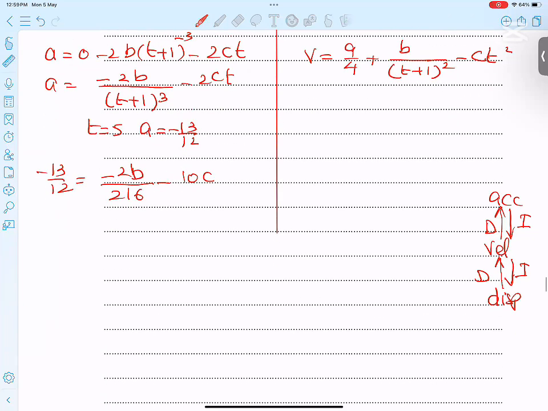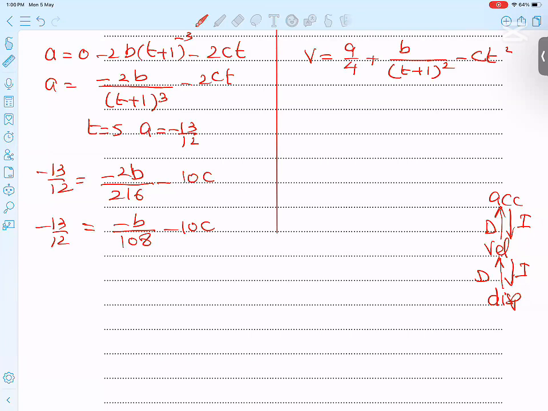This is done. I have to simplify more. How to simplify more? This gives you 108. So negative b over 108. Negative 12, 13 by 12. Now I multiply the whole equation with 108.